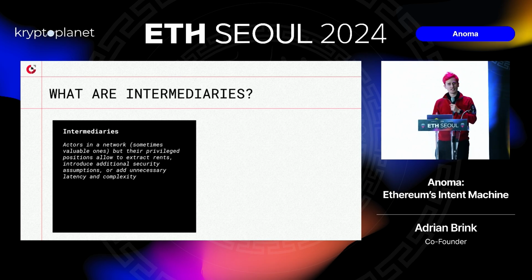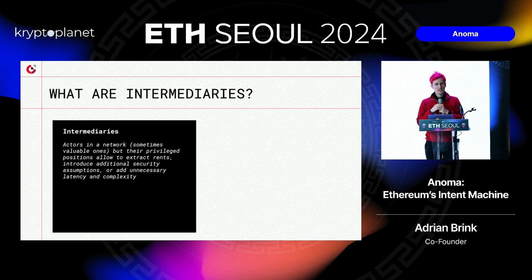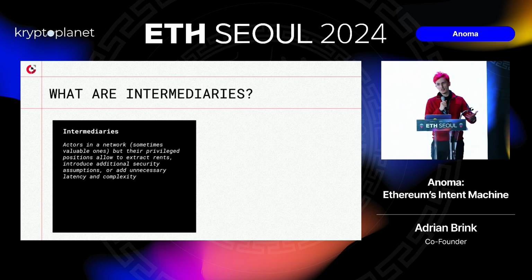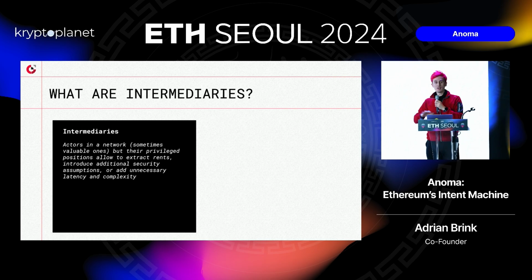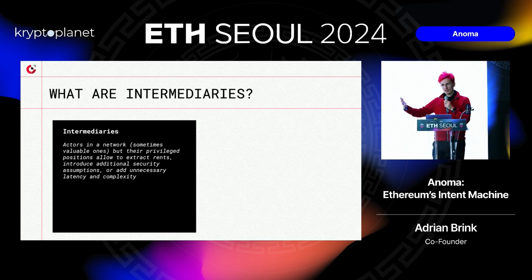Intermediaries are actors on a network that can extract rent, that add to your security model. They're generally a party that you send things to, that you interact with. And they may very well be decentralized, right? An intermediary is even a network, or a multi-sig. It's always someone you interact with.